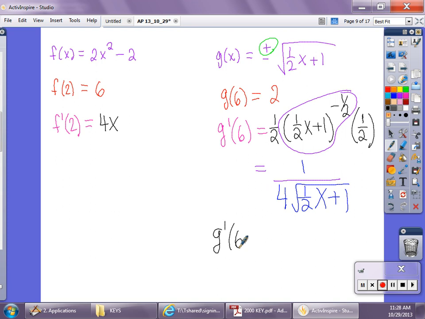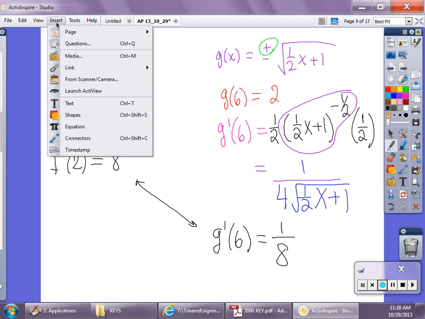g prime of 6. All right, half of 6 is 3. 3 plus 1 is 4. The square root of 4 is 2. 2 times 4 is 8, and then we get 1/8. What was f prime of 2? 8. All right. Interesting. Just think about it.